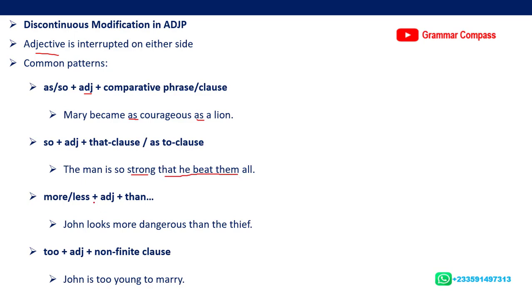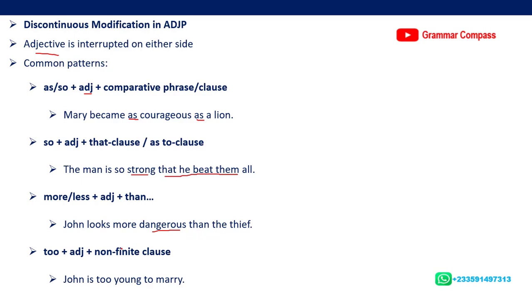Now another structure is where we have more or less plus the adjective plus than. For example, John looks more dangerous than the thief. The adjective dangerous is part of a comparative structure. So here, the adjective dangerous becomes part of the whole comparative structure with more before it, and then the comparison phrase than the thief after it.